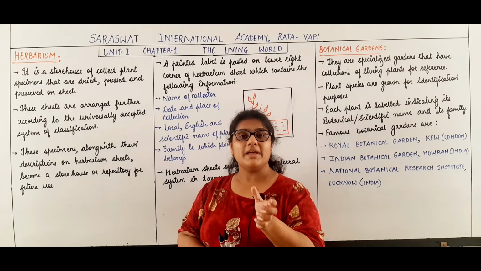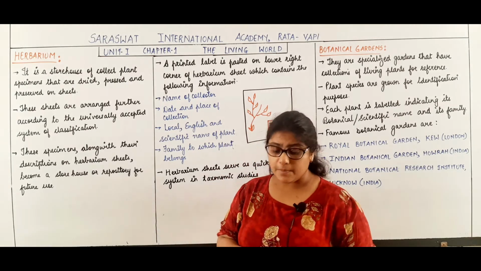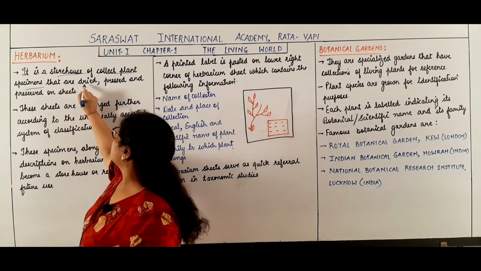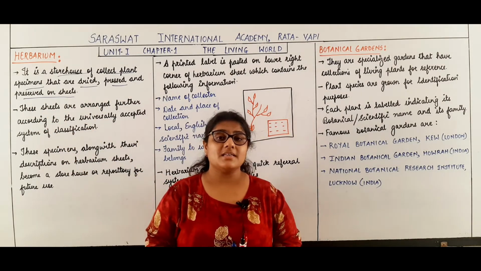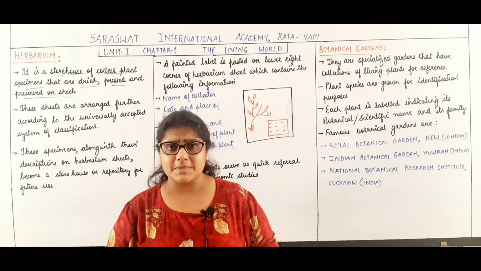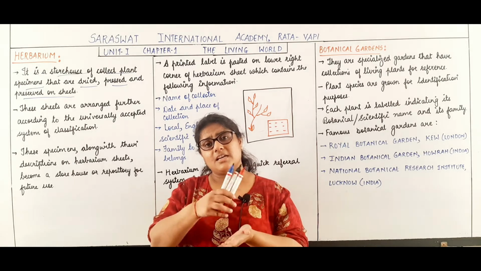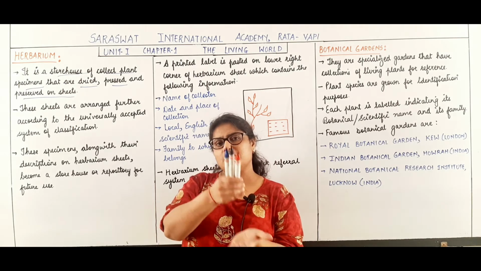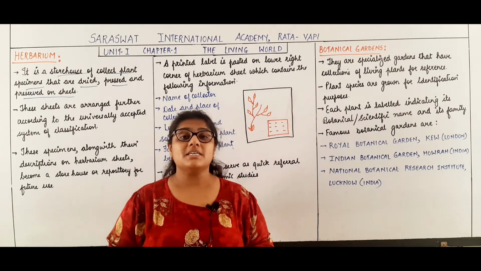Basically in a herbarium, herbs and little shrubs are maintained. So, what is a herbarium? It is a storehouse of collected plant specimens that are dried, pressed and preserved on sheets. First of all, the collected plant specimens are dried, then they are pressed between butter paper or parchment paper, so that the water gets absorbed, and finally they are preserved on a sheet.